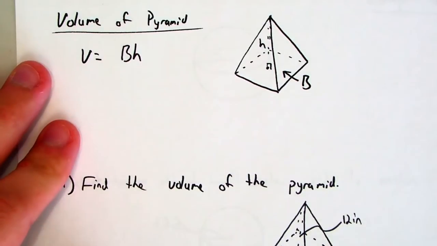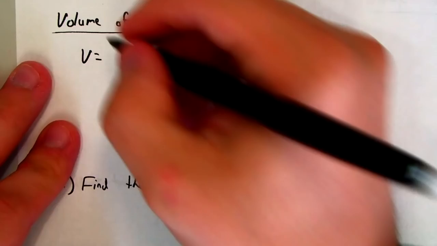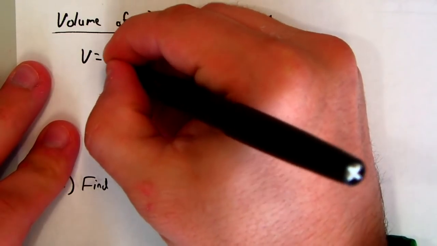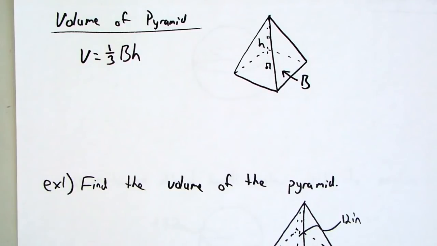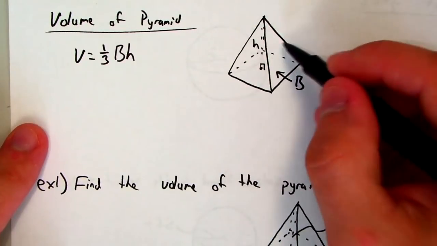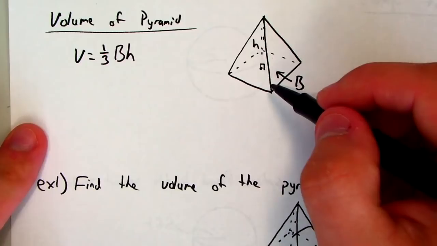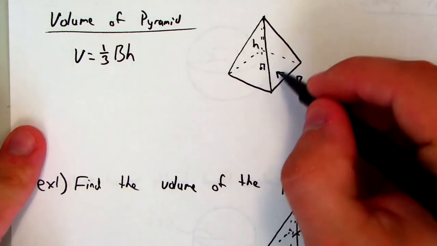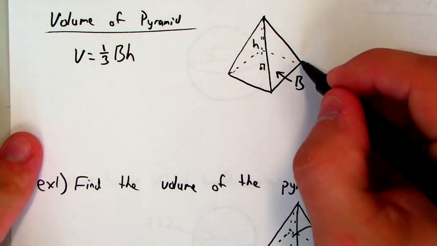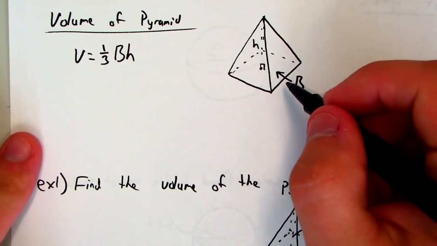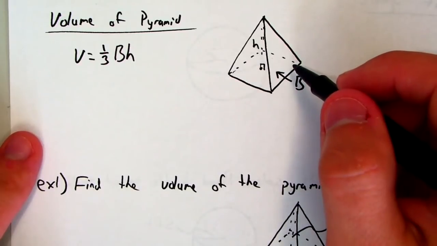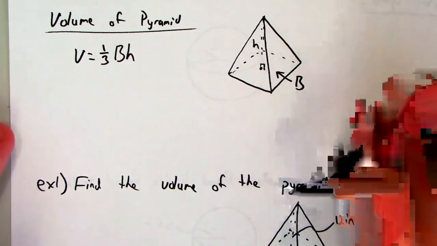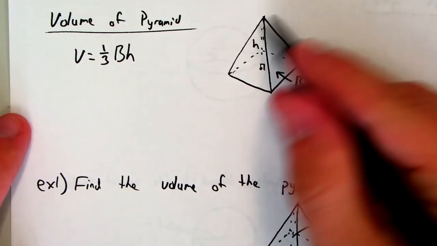The only difference is it's going to be 1/3 the area of the base times the height. Now, depending on what the base is, you would have to do either, in this case, this is a rectangle, so this would be length and width. If it was a triangle, it would be length times width divided by 2 because that was a triangle. If it was some other shape, it might even give you the area of the base.